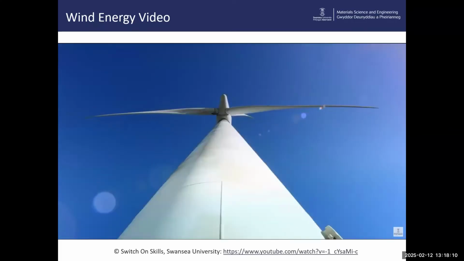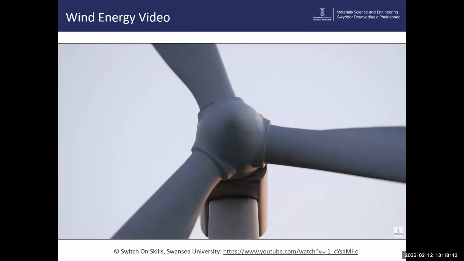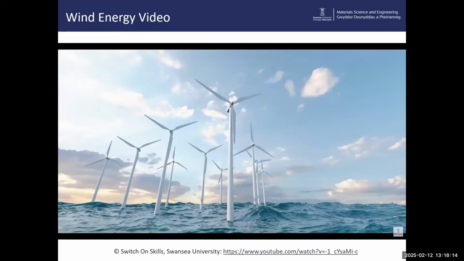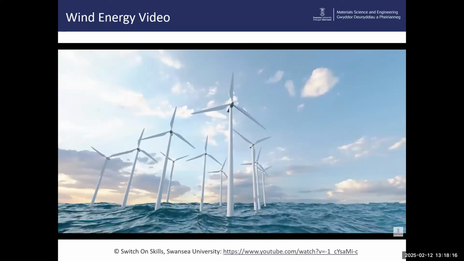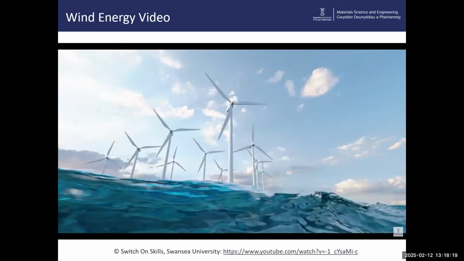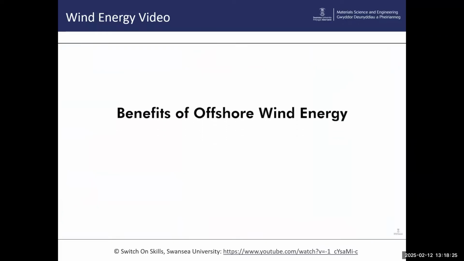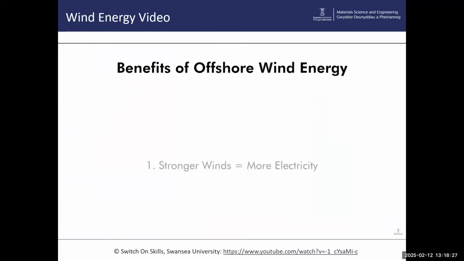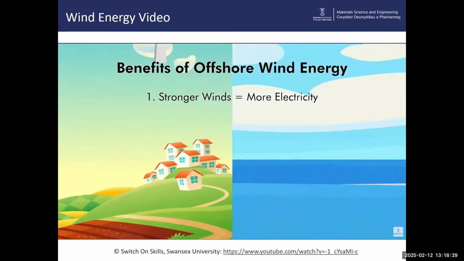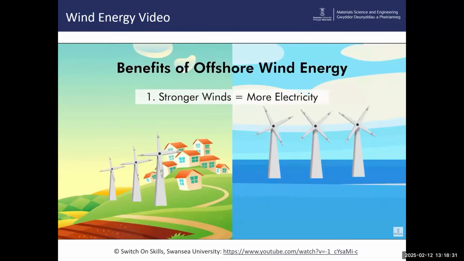Electricity from offshore wind is generated by wind turbines located in bodies of water, usually oceans or large lakes. But why put them in water, you ask? Let's break it down. First, let's consider the benefits. 1. Stronger and more consistent winds. Winds over the ocean are typically stronger and more consistent than on land. This means offshore turbines can generate more electricity.